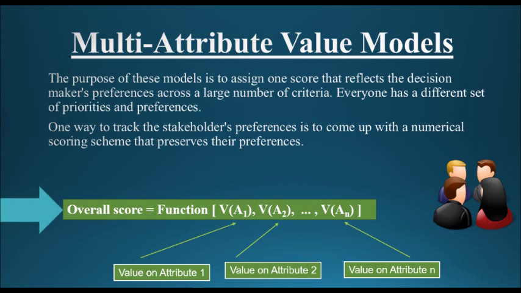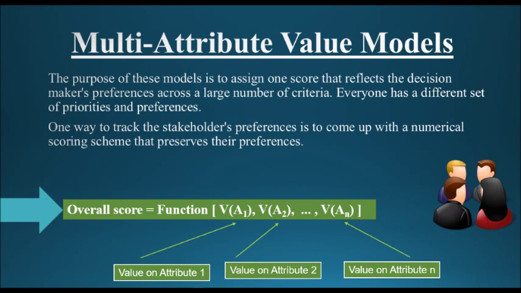Multi-attribute value models. The purpose of these models is to assign one score that reflects the decision maker's preferences across a large number of criteria. Everybody has a different set of priorities and preferences. For example, if decision makers were choosing among different EHR systems, the value of the different EHRs could be scored by examining such attributes.